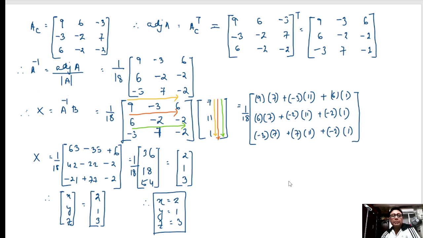So now we will multiply. So what is the rule? Let me show you: it is 9 into 7 plus minus 3 into 11 plus 6 into 1, this is this one. Second, 6 into 7 plus minus 2 into 11 plus minus 2 into 1, and this is that part.